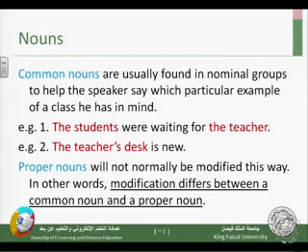So the students, we're waiting for the teacher. So we're not talking about all teachers, we're talking about a specific one. And the teacher, the is definite, and it helps us talk about a specific member of this noun. So the teacher is a nominal group, and it is modified by the. Example number 2, the teacher's desk is new. So desk is the head in the nominal group, and the teacher's is the modifier, and it helps us say which particular example we're talking about. So we're not talking about all desks, we're talking about a specific example, the teacher's desk.